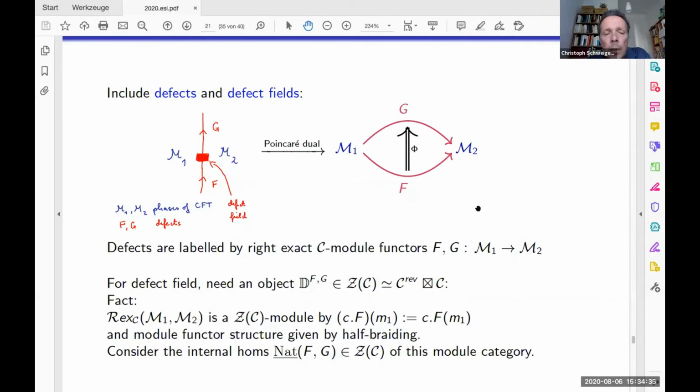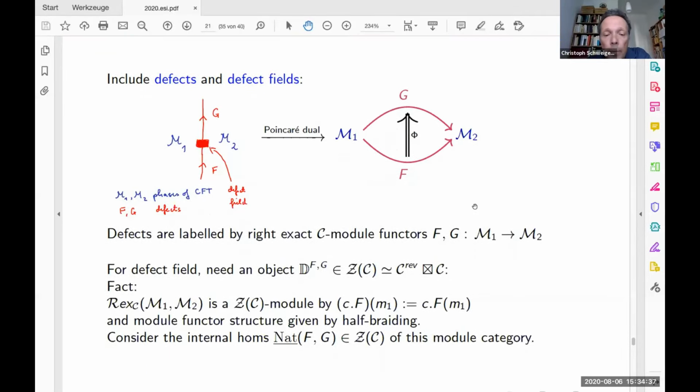Well, actually, let's start a discussion from a slightly different point of view and come back to this picture in a moment. Let's note that this category of right exact module functors is itself a module functor.